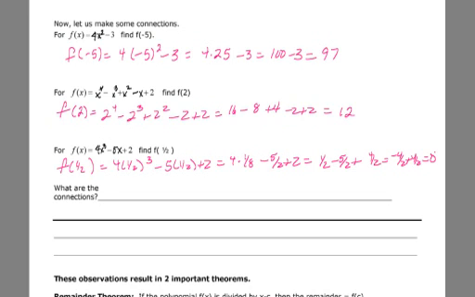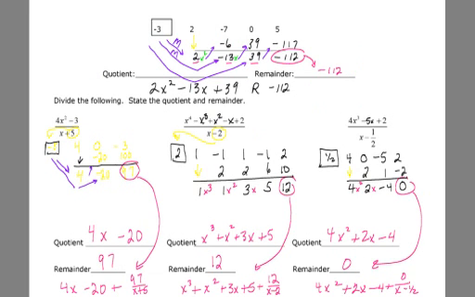So let's look at these three answers, 97, 12, and 0. Those three function values. And if we go to the previous page, we'll see a connection. Notice the remainders on the previous page were 97, 12, and 0. Interesting. When I found function values, notice that the answers to the problems we just did were the remainders to these synthetic division problems we did previously.